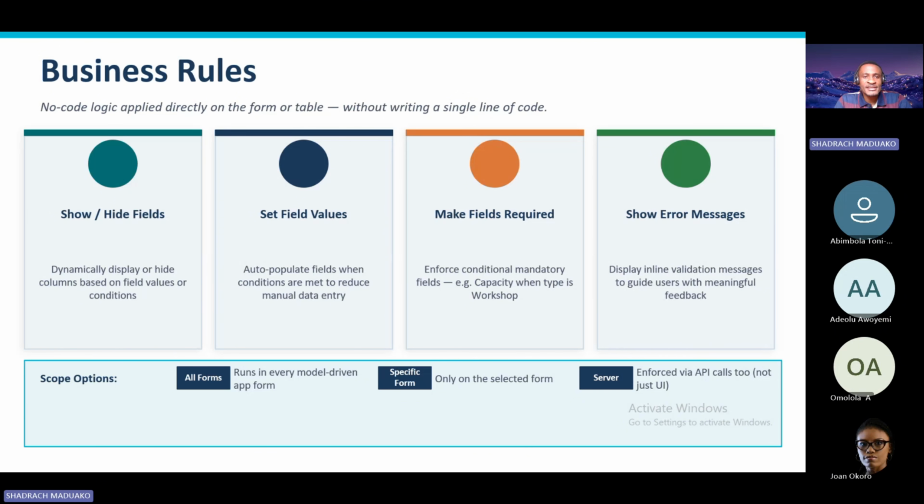You can also set the rule to run at the table level, which means that irrespective of the form, whether it's an HR form or a quick create form, it's going to take effect across all the forms that are in that table, in that entity. So those are the scopes of the business rule.